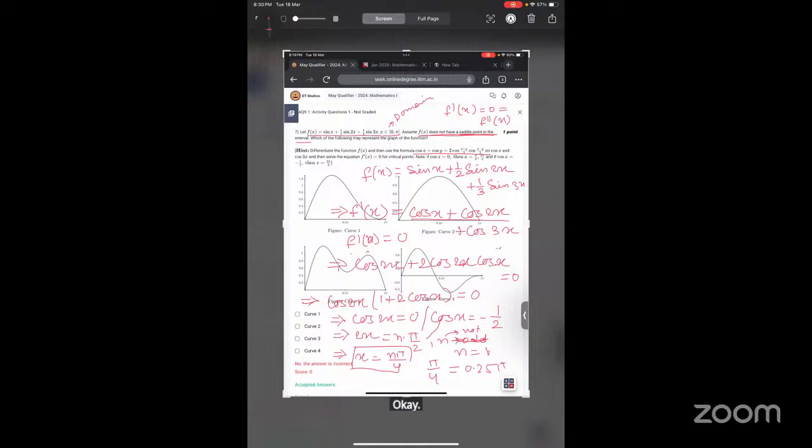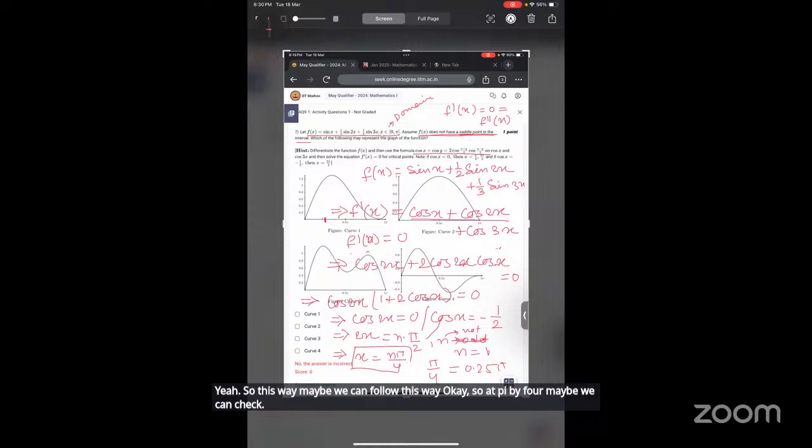So here we have this, and this will be the middle point of this. This is a way we can follow. At pi by 4, maybe we can check whether we find a minima or maxima or what. So what about curve 1?